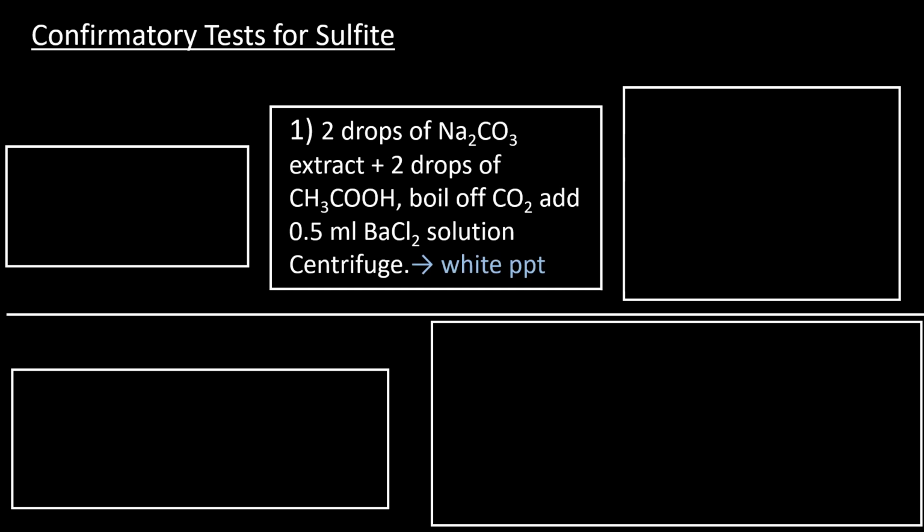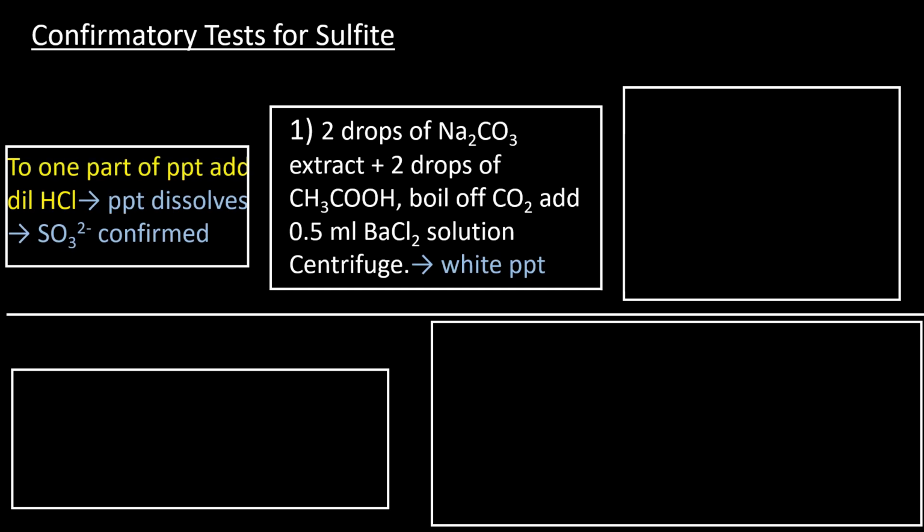Now coming to the confirmatory test for sulfite. What you have to do? You have to take 2 drops of sodium carbonate extract. Then you add acetic acid and boil off. That means you boil off carbon dioxide, so it will become neutralized. Now add barium chloride solution and centrifuge. You will get the white precipitate.